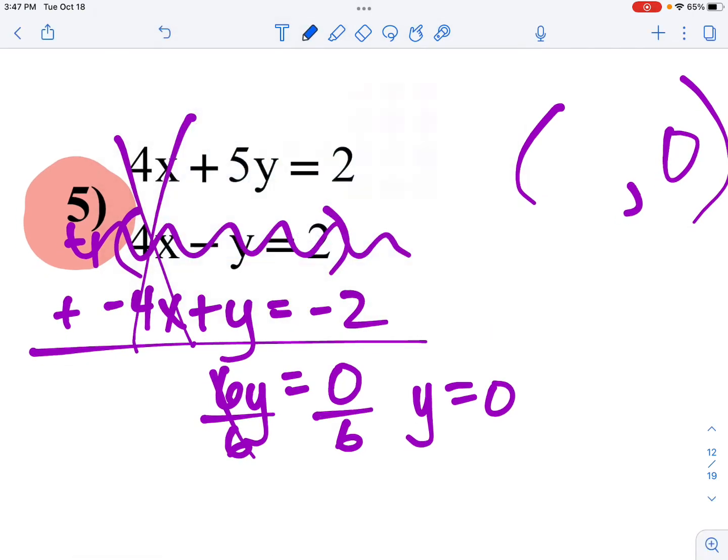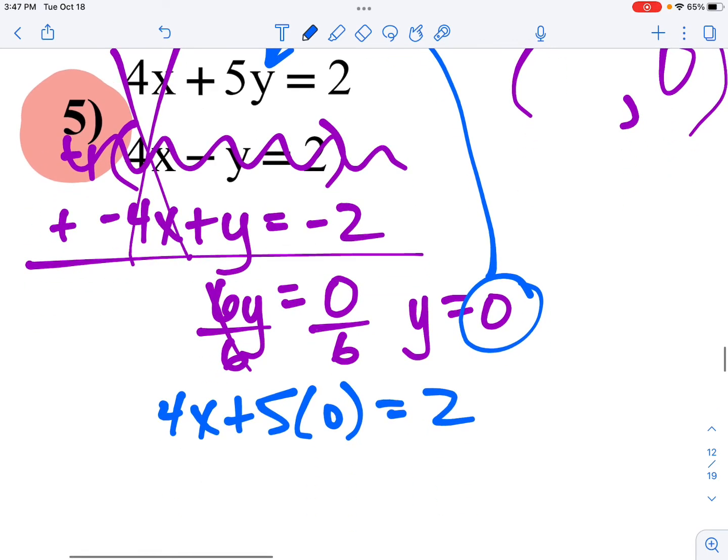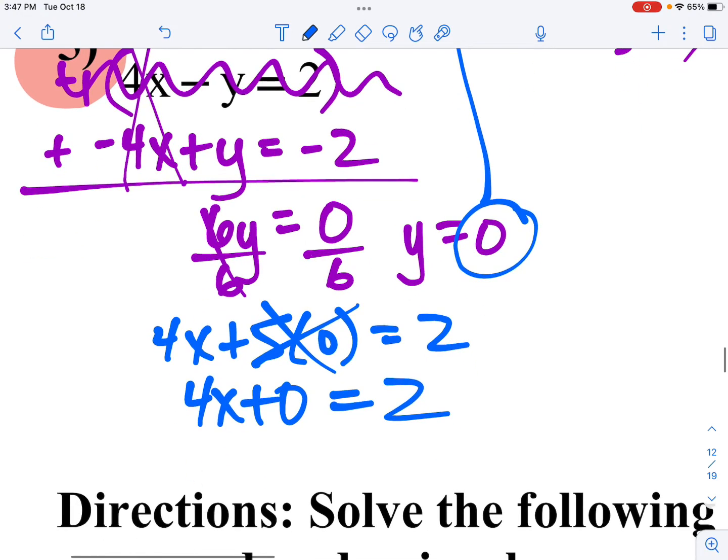Okay, you can take this 0 and you can plug it in wherever you want. I'll just use the top equation since I crossed out the bottom equation. This 0 is going to go in for y, and I'm going to write it down here. 4x plus 5 times 0 equals 2. So 5 times 0 is just 0. I still have the 4x and I still have the 2. So what this means is we don't really need the 0, right? You can erase it. Plus 0 does nothing.